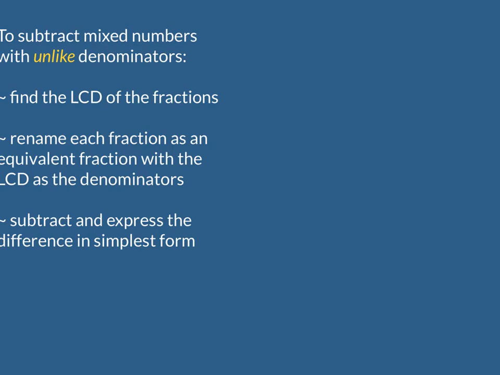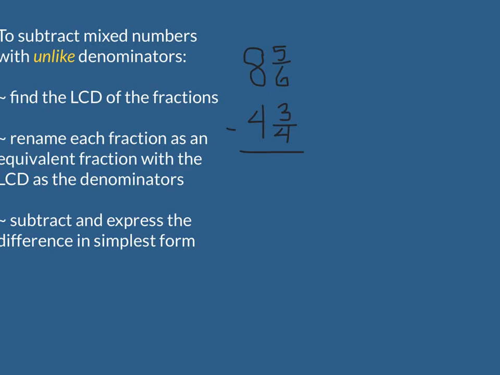To subtract mixed numbers with unlike denominators, first find the LCD of the fractions, then rename each fraction as an equivalent fraction with the LCD as the denominator, and last you subtract and express the difference in simplest form. So let's take a look at that with an example. We have 8 and 5/6 minus 4 and 3/4.